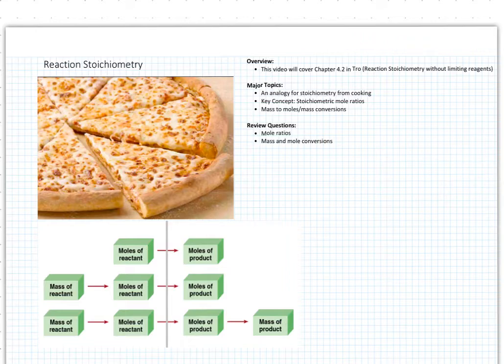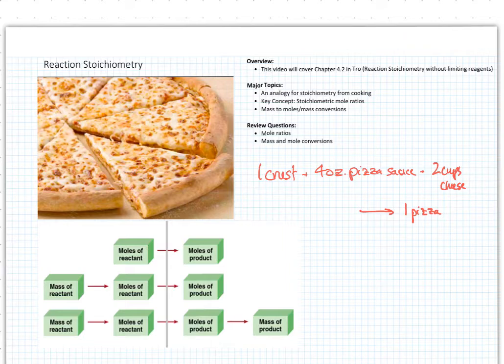And cheese pizza in a really simple formula could be something like 1 crust plus 4 ounces of pizza sauce plus 2 cups of cheese yields 1 pizza. And that could be your balanced equation.